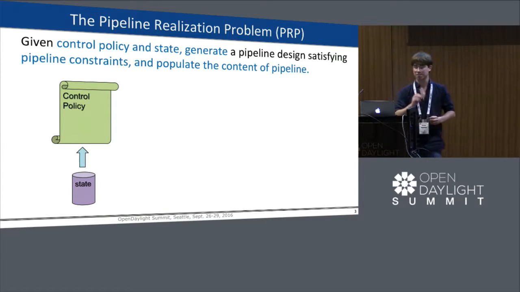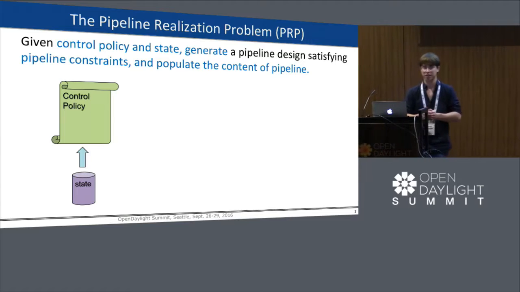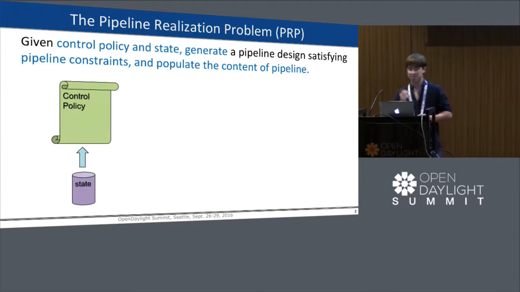This, however, leads to the packet realization problem. That is, given a control policy, a program that we'd like to implement on our switch, and the current state of the network, how to generate a pipeline design satisfying the pipeline constraints, such as maximum pipeline size and memory in any one table, and populate the content of that pipeline.